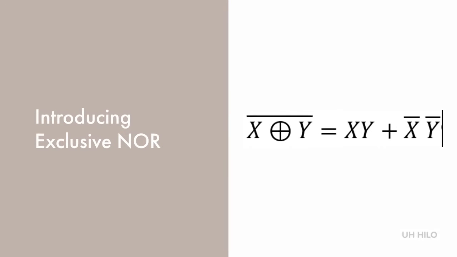Exclusive NOR doesn't have its own symbol, but it is the complement of exclusive OR. This operator is true when both values are equal to 1, or when both values are equal to 0. It is also known as equivalence.